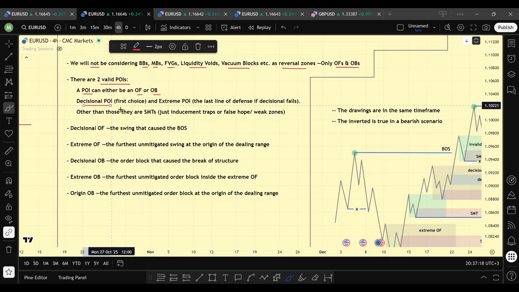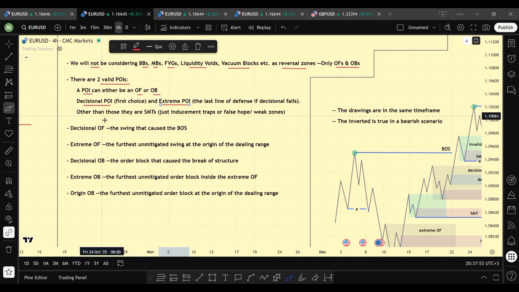So there is the decisional POI, which is of course the first choice, and the extreme POI, which is the last line of defense, meaning if it fails, then we are not looking to take any trade, or rather price is looking to change the structure. These are the two POIs that we'll be covering. When I say decisional POI, I mean decisional order flow or decisional order block. And when I say extreme POI, I mean extreme order flow or extreme order block.